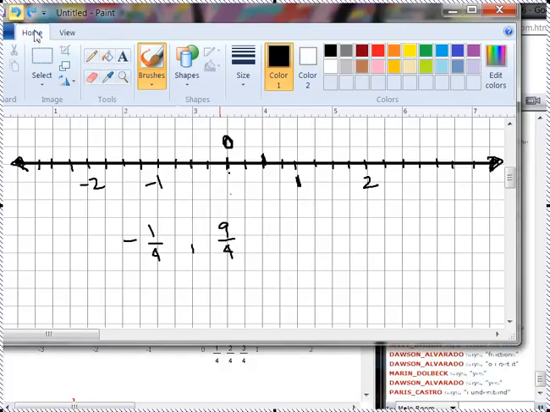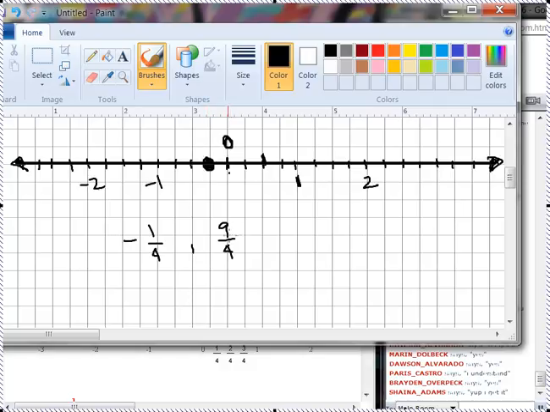So where is -1/4? How many of these little units am I going to the right or left? All right, this is -1/4 right there.